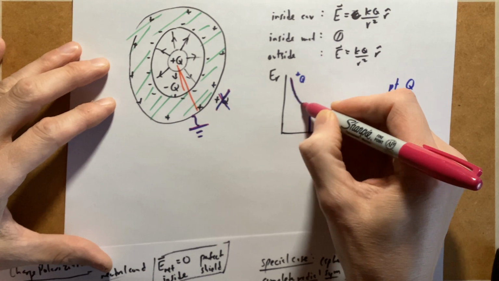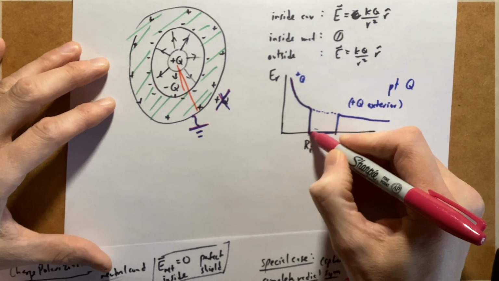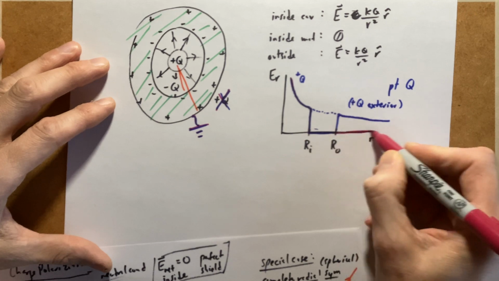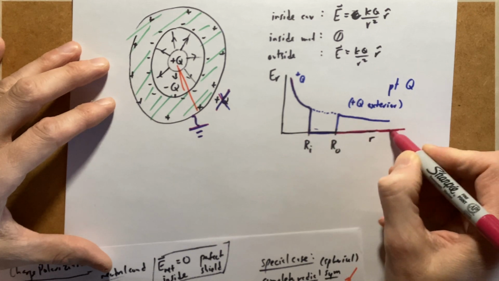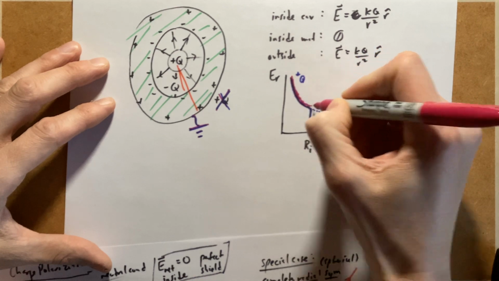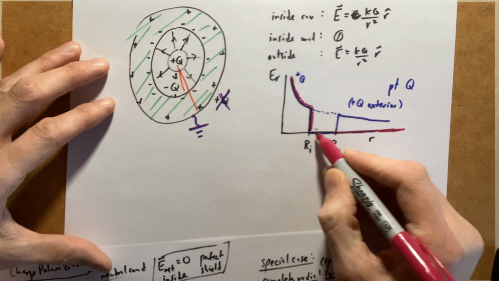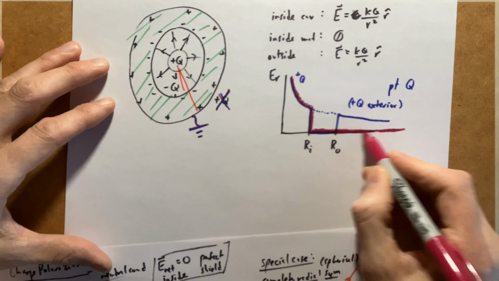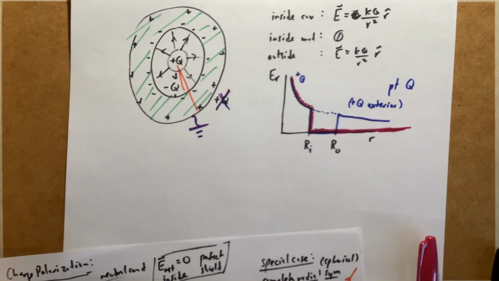Same thing on the inside, same thing where the material is, but then it just stays flat. So that's the only difference. Let me see if I can make it clear here. That goes like this, like this, like this, but then it just stays flat. So the only difference is on the very outside.